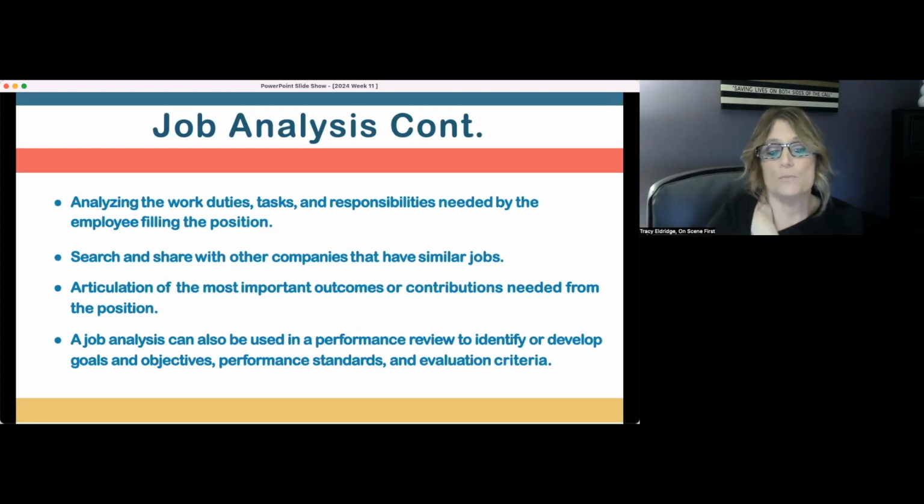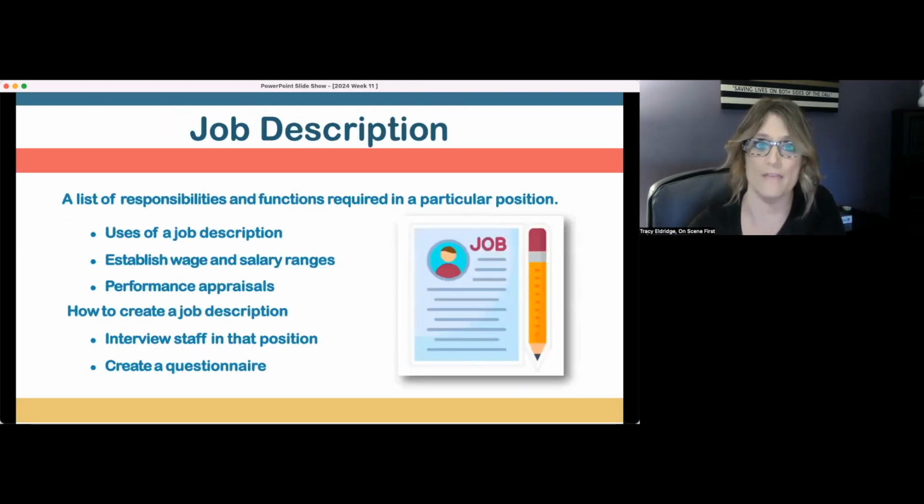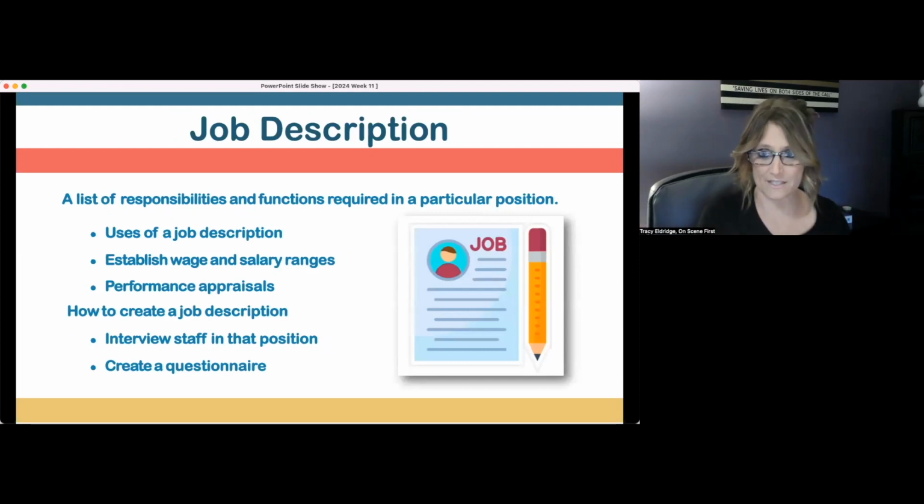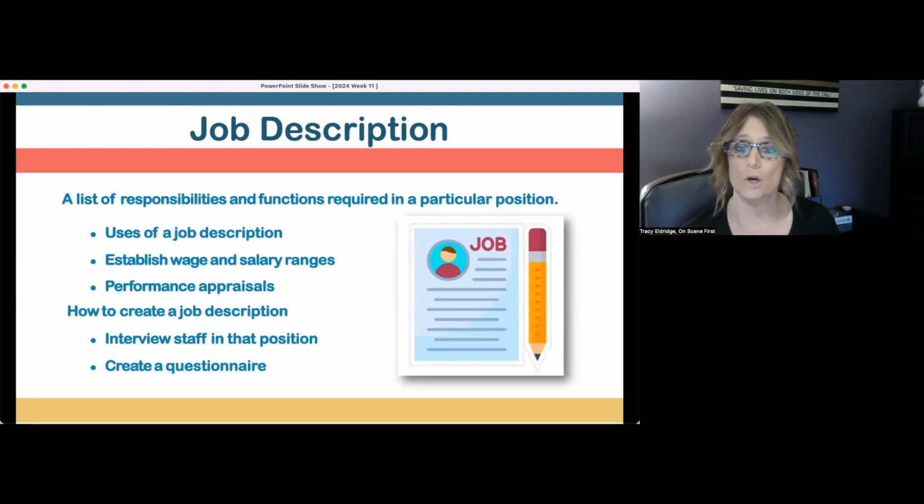A job analysis can also be used in performance reviews to identify or develop goals and objectives, performance standards, and evaluation criteria. Because again, when we do evaluations, the person that is being evaluated needs to know what the responsibilities are. And then that comes into the form of a written job description. So there's the analysis of the job, gathering all of the information and the data. And then there's the actual job description, which is written, which is what should be handed to each employee. And that's a list of responsibilities and functions required in that particular situation.